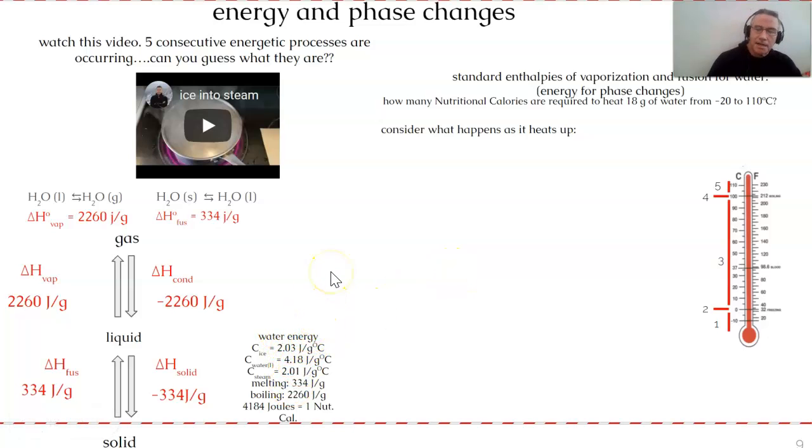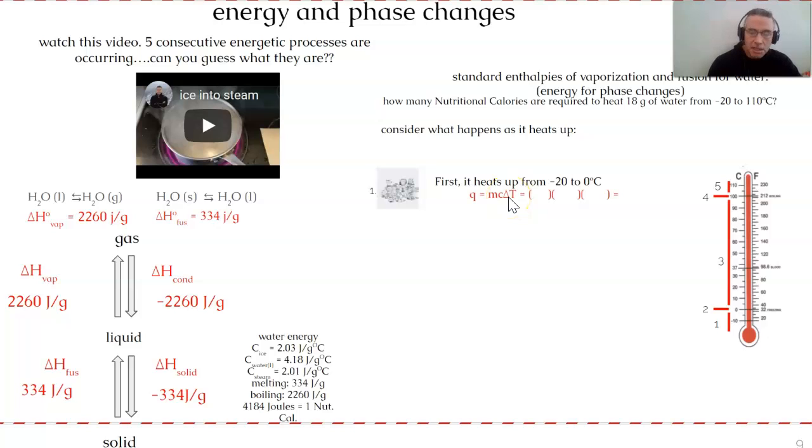So we should have enough data now to solve it, and let's remember to change from joules to nutritional calories at the end. Okay, so first we're heating up from minus 20 to 0. Anytime we have a temperature change, we can use Q equals mcΔT, where Q is the heat in joules, m is the mass in grams, C is the specific heat, also known as the heat capacity, in joules per gram degrees Celsius, and ΔT is the change in temperature in degrees Celsius.